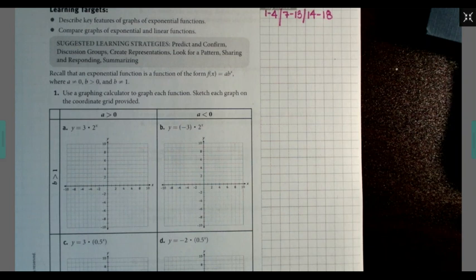Recall that an exponential function is a function of the form f of x equals a times b to the x power, where a does not equal 0, b is greater than 0, and b does not equal 1. Use a graphing calculator to graph each function. Sketch the graph on the coordinate grid provided.